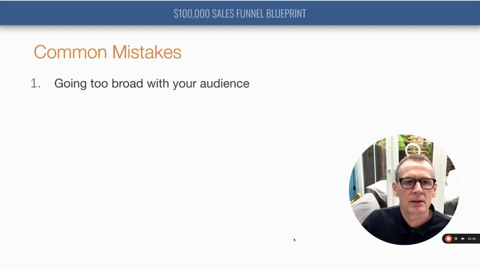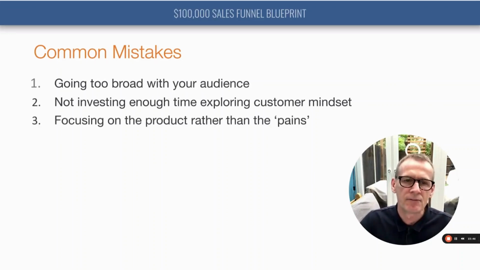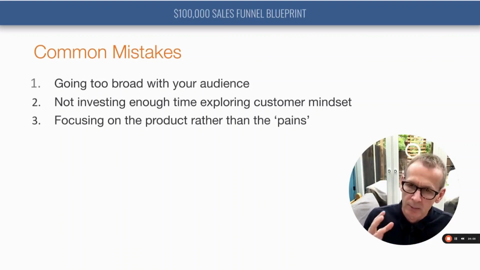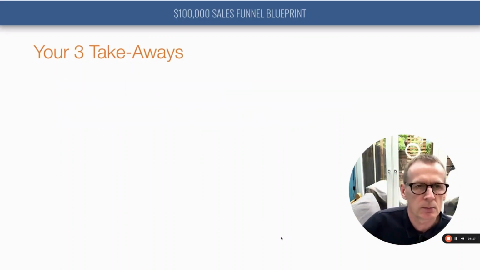So common mistakes, as people have said, is going too broad with their audience, not investing enough time in exploring customer mindset, and focusing on the products rather than the pains. And I think that's the thing, as I said before, is often people will develop a product first and then figure out who they're going to sell it to and how they're going to sell it, rather than thinking about the audience first. Who are the hungry buyers in there? What is their mindset? And what is the transformation they're looking to achieve? What is it they need that's going to help solve those pains? So go back, make sure you think about your audience from those perspectives.